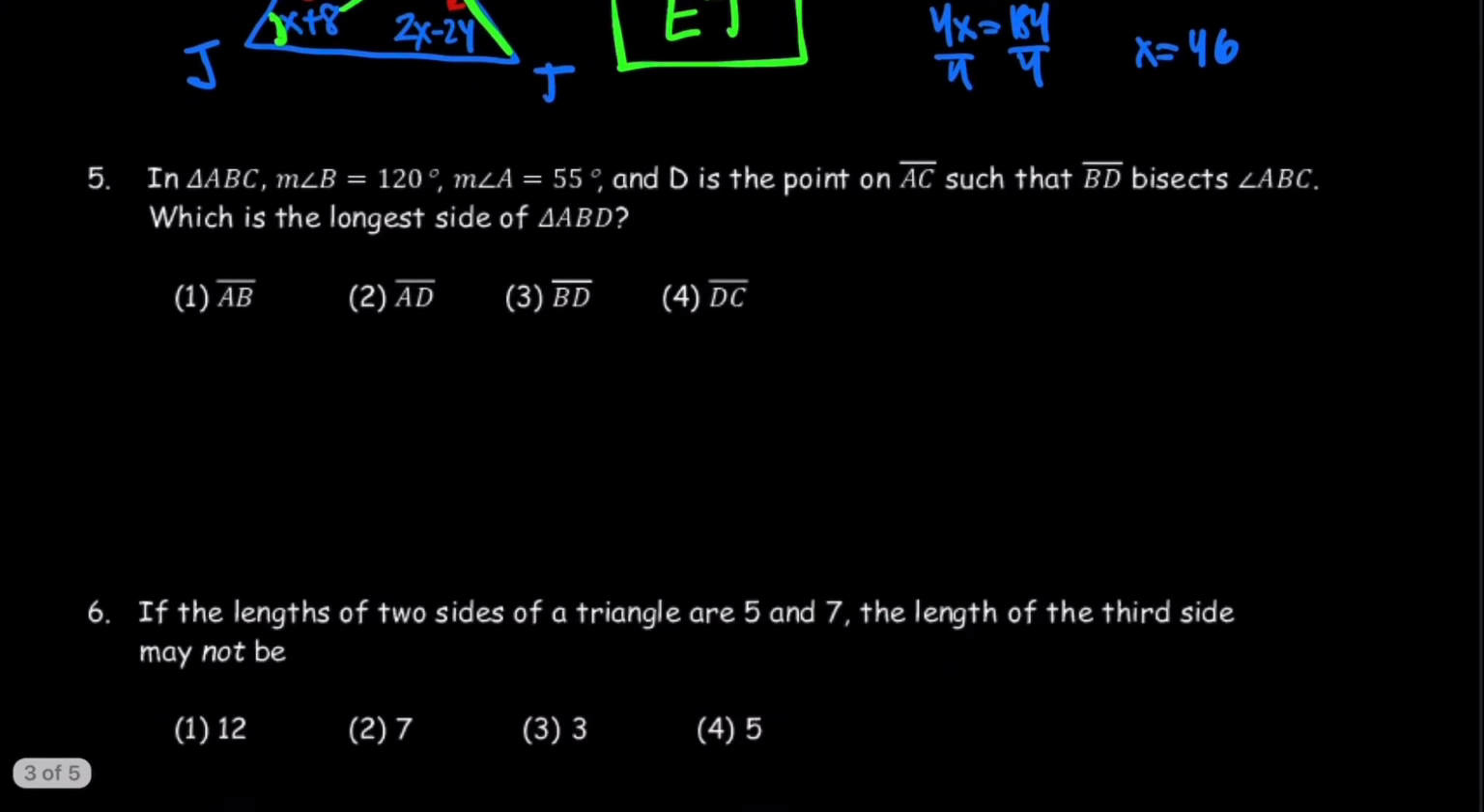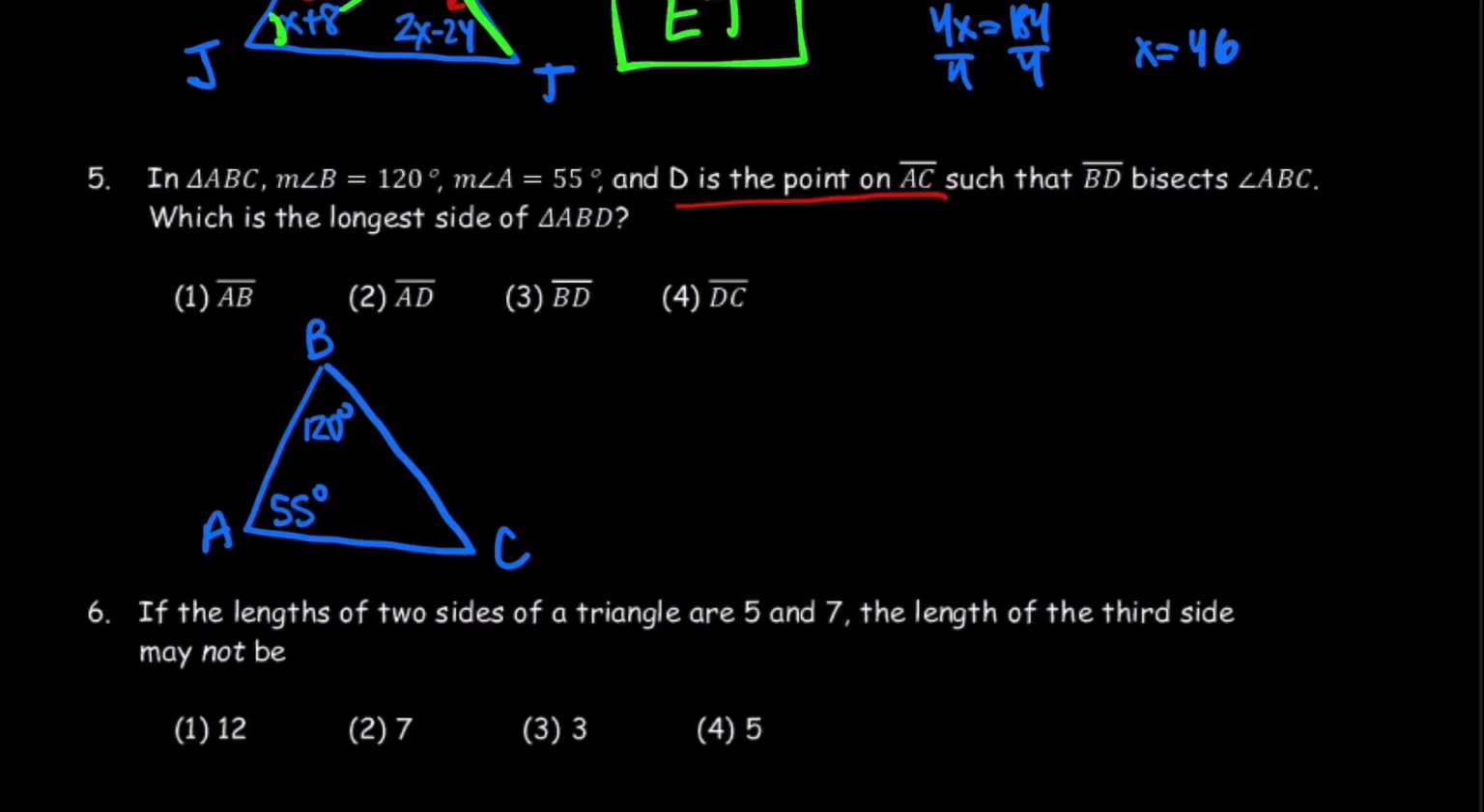All right, example 5. Another one where I don't have a diagram, so I need to draw the figure here. Triangle ABC. Measure of angle B is 120 degrees. Measure of angle A is 55 degrees. D is a point on AC such that BD bisects angle ABC. Bisects this angle, so D's got to be over here. It's going to look something like that. All right? So D bisects the angle.